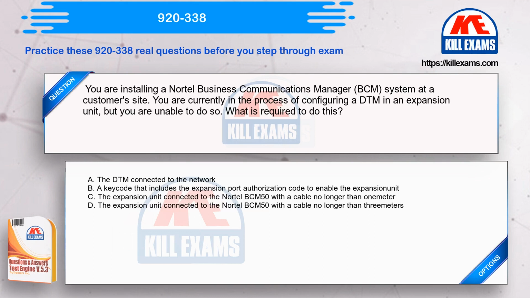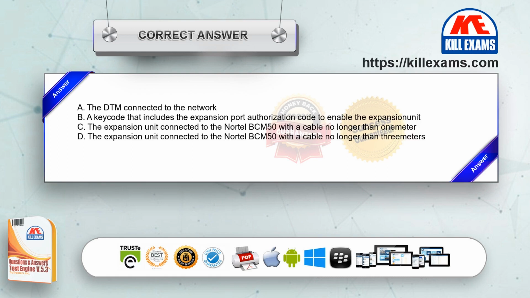Option B. A key code that includes the expansion port authorization code to enable the expansion unit. Option C. The expansion unit connected to the Nortel BCM50 with a cable no longer than 1 meter. Option D. The expansion unit connected to the Nortel BCM50 with a cable no longer than 3 meters. The correct answer is option B.